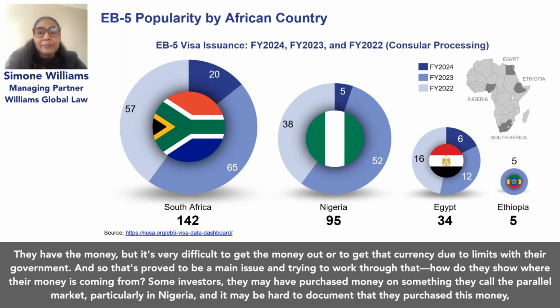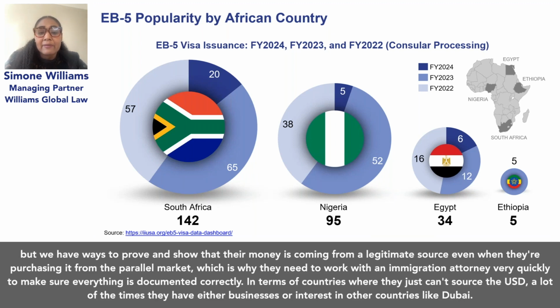And so that's proved to be a main issue, and we're trying to work through that. How do they show where their money is coming from? Some investors may have purchased money on something they call the parallel market, particularly in Nigeria, and it may be hard to document that they purchased this money. But we have ways to prove that their money is coming from a legitimate source, even when they're purchasing it from the parallel market. That's why they need to work with an immigration attorney very quickly to make sure everything is documented correctly.